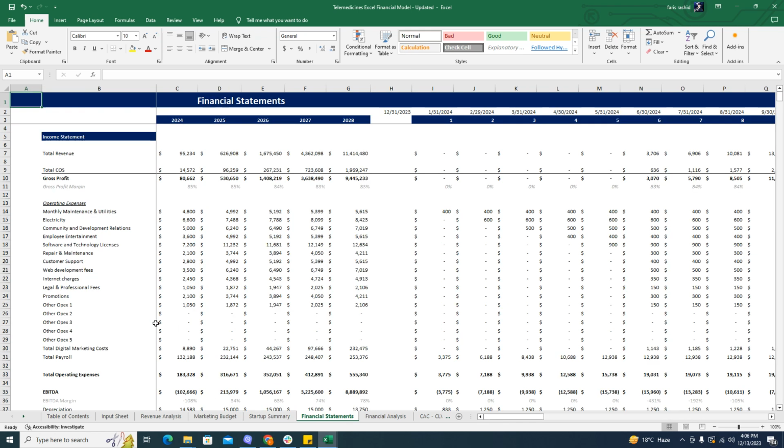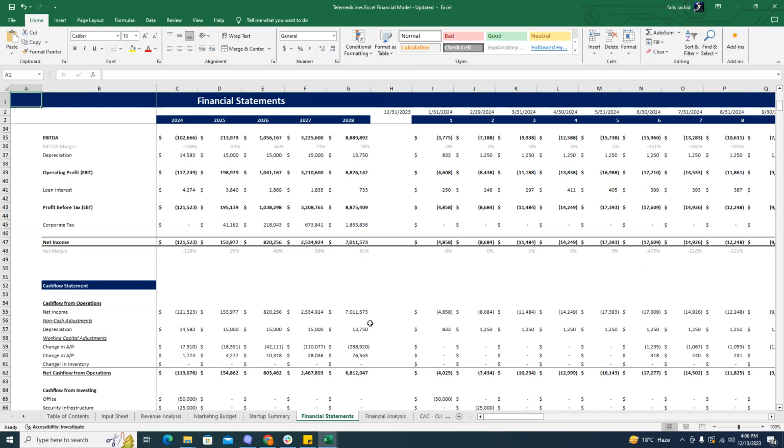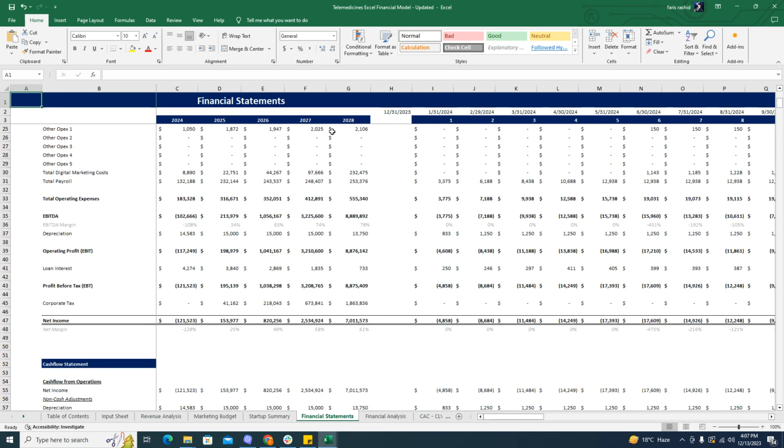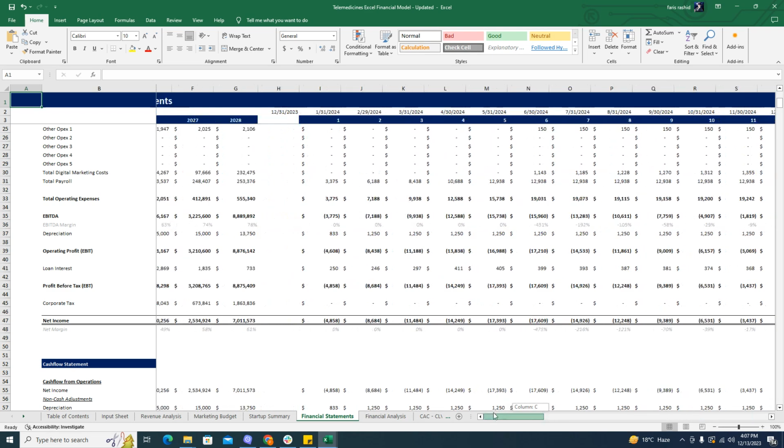Then comes the financial statements. The financial statements include the income statement, which gives you the net income of the business. It goes on up to 5 years or 60 months, as you can see over here. If I scroll it up to 60 months, yeah, you can see over there.